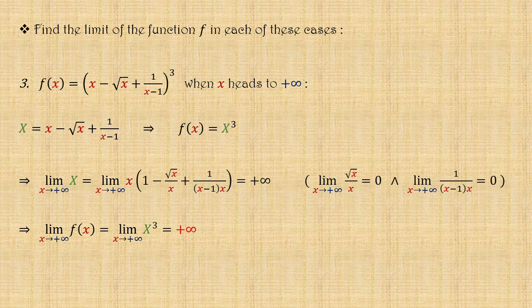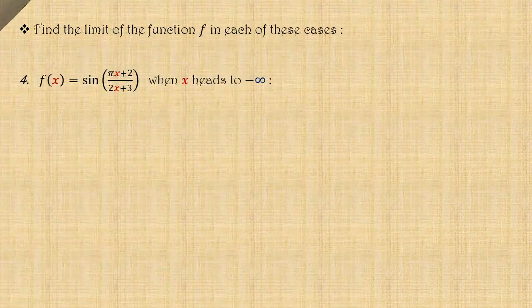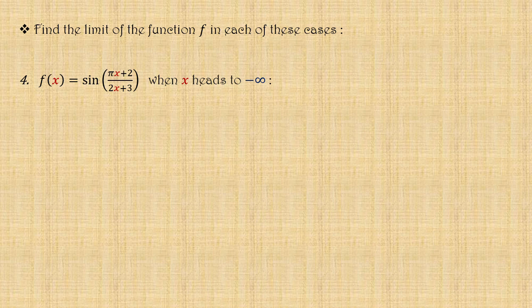Let's now end this study by our fourth and final case. So for this final case, where our function f(x) equals the sine of π(x + 2)/(2x + 3), we will note as capital X the fraction within the sine, which is π(x + 2)/(2x + 3). So the limit of capital X, when x heads to negative infinity, would be equal to the limit of πx/(2x), when x heads to negative infinity, which equals π/2, as the variables x in the numerator and the denominator cancel out.